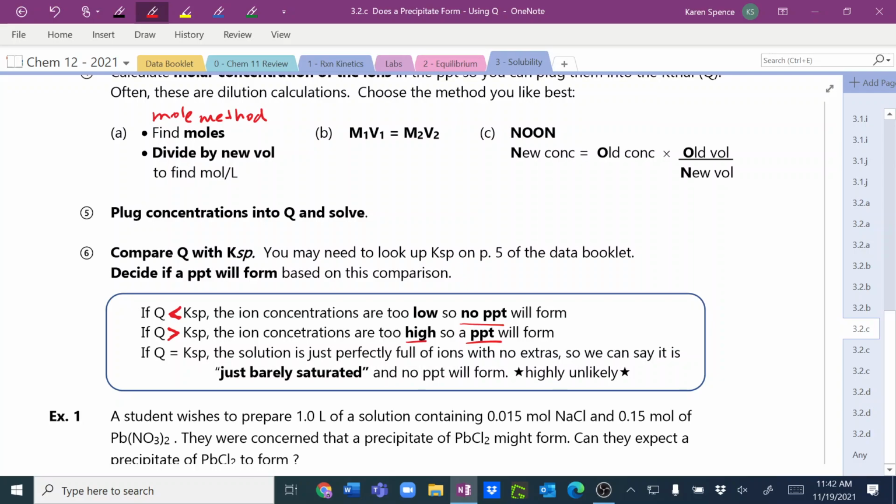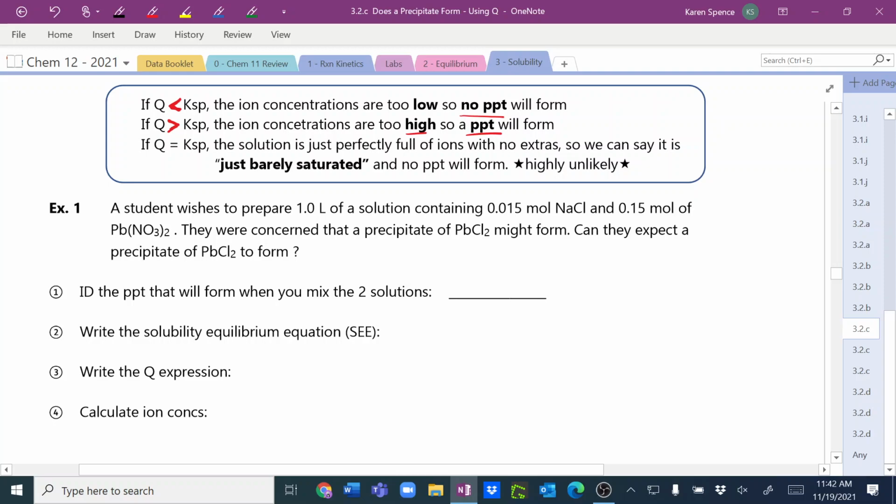Let's try an example. A student wishes to prepare 1 liter of a solution containing 0.15 moles of NaCl and 0.15 moles of lead nitrate. And they were concerned that a precipitate of lead chloride might form. Can they expect that precipitate to form?